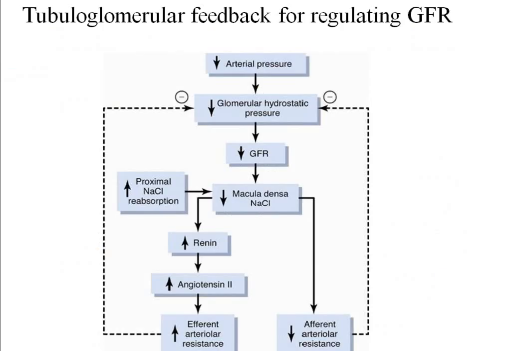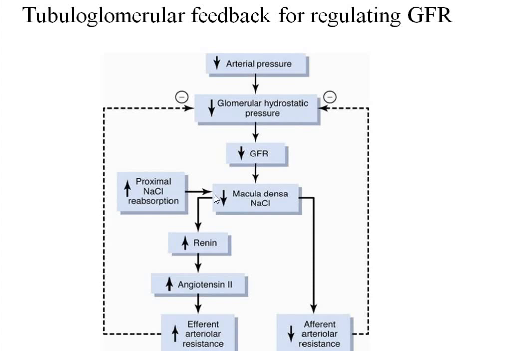So this is the summary of how tubuloglomerular feedback helps in regulating GFR, all the mechanisms which we have discussed till now. The decrease in arterial pressure causes decreased hydrostatic pressure in the glomerulus, decreasing GFR. This decrease in GFR causes decreased NaCl delivery to the macula densa cells, and as a result, it decreases the resistance. On one side, it decreases the resistance of the afferent arteriole, that is, the constriction is decreased, and GFR is increased because the flow increases.